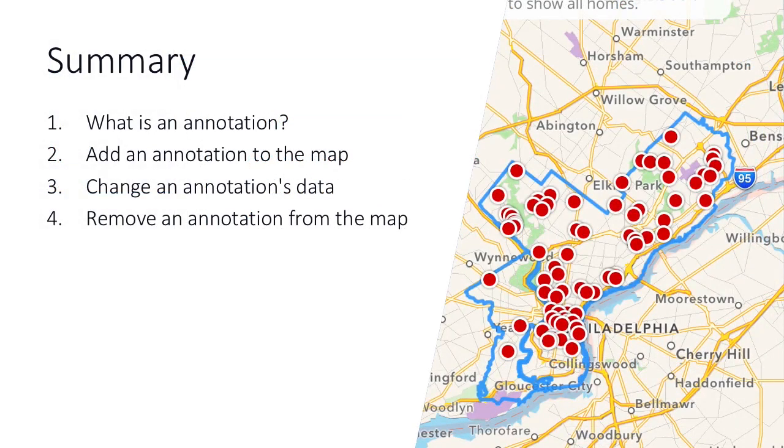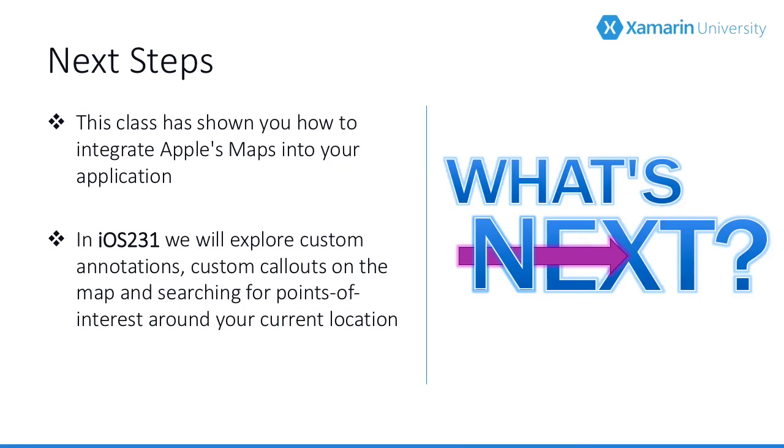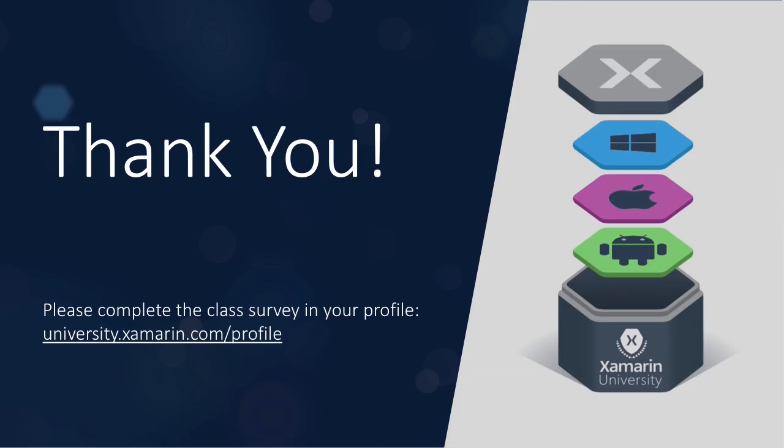And that's it for our annotations. We've seen what they were, how to add them, how to change them, and how to remove them. Next up, let's look at iOS 231, where we'll work with custom annotations, custom callouts, and look at other things with our location APIs.